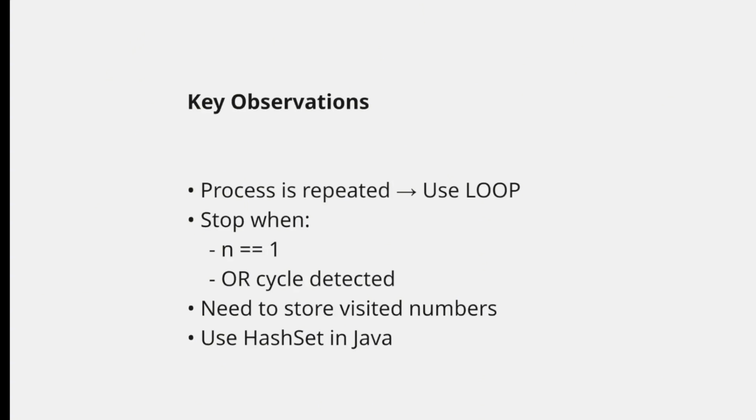So how do we know if we have seen a number before? We need to store the numbers we have already visited. And for that, we use a HashSet in Java. HashSet is perfect here because it stores unique values and lets us check in constant time, and it is super fast.